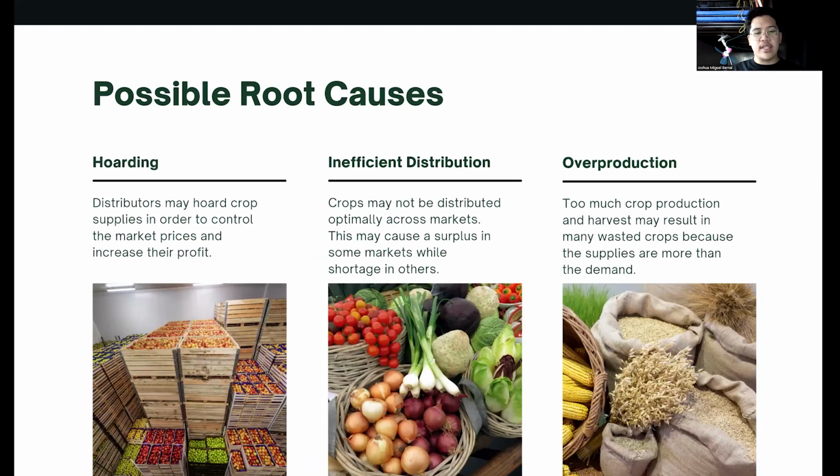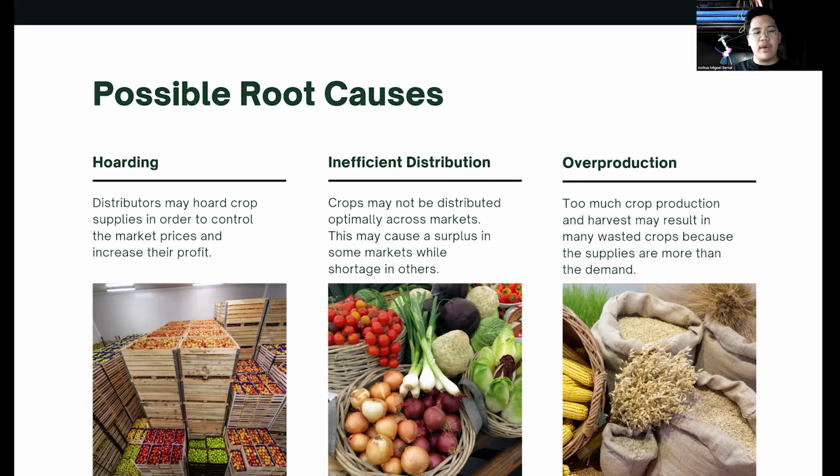We have identified 6 possible root causes for our problem of wasted crops in storage facilities, markets, and farms due to spoilage and surplus. These potential root causes are based on news articles and reports about this problem. The first possible root cause is hoarding. It is oftentimes reported that distributors will hoard specific fruit crops and vegetables in order to control the market prices.